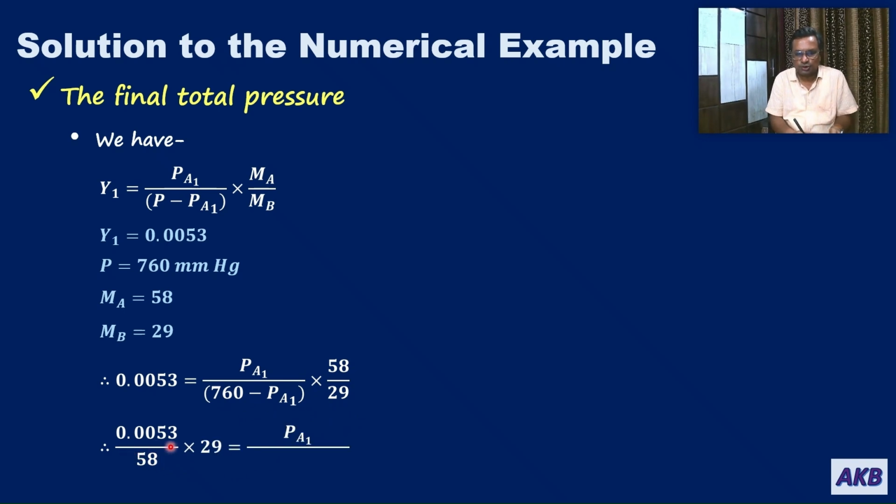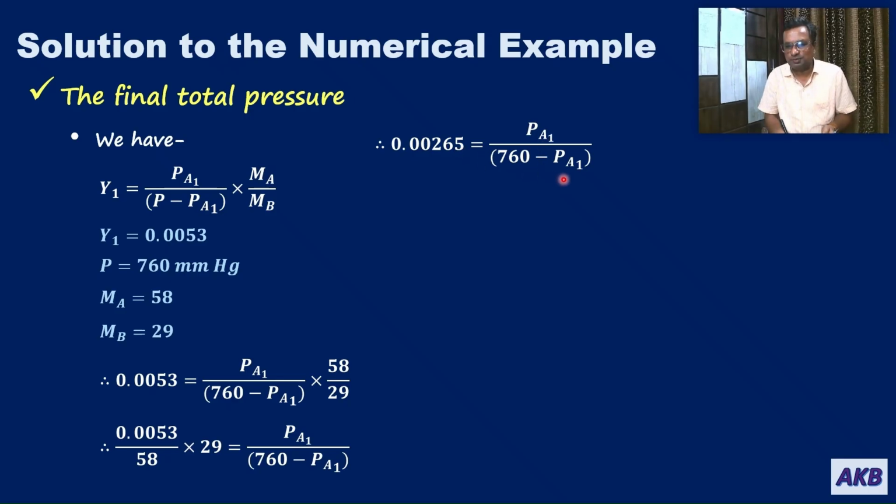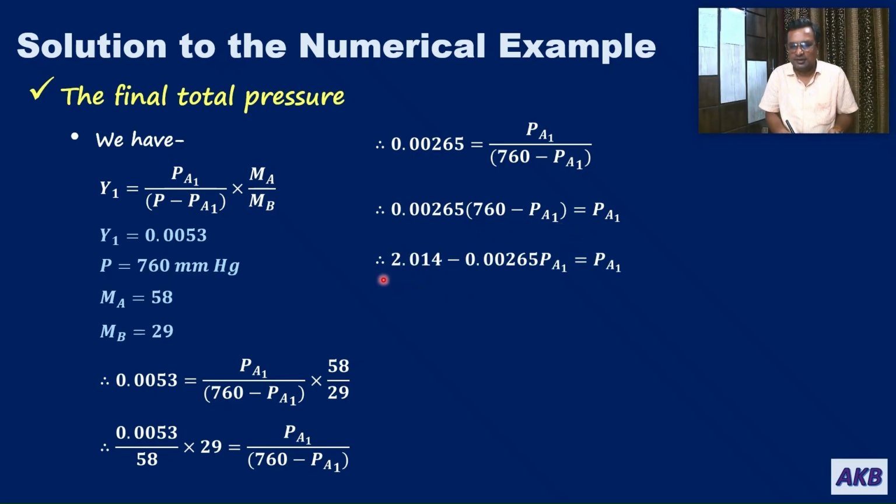So that is 0.0053 divided by 58 into 29, that is equal to PA1 upon 760 minus PA1. I have rearranged the equation. So that is 0.00265. So this is 0.00265, equal to PA1 upon 760 minus PA1. In the next step, I'll bring this bracket to this side. So it will be 0.00265 into 760 minus PA1, that is equal to PA1. Let us solve this bracket. So 0.00265 into 760 is 2.014, minus 0.00265 into PA1, that is equal to PA1.